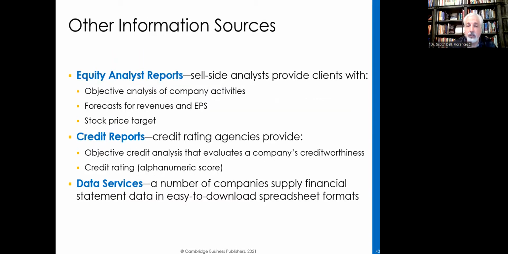And other information sources: analysts, buy recommendations, sell recommendations, hold recommendations. Those all come from the analysts when they're looking at a stock. Are they right? Sometimes. Are they wrong? Sometimes. Can they make forecasts? Can they make guesses? I mean, everybody makes a guess.